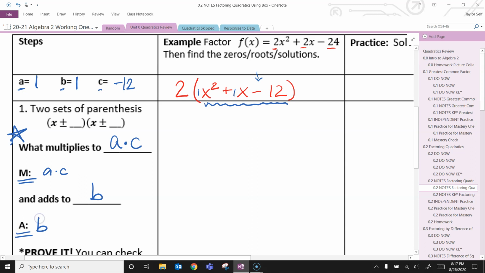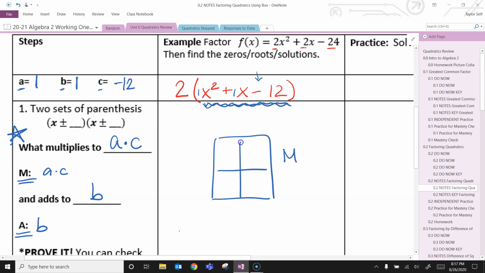So we'll put A, and we'll say adds to B. And we will use the box, the area model, to factor this. So I'm going to draw a box, and actually I'll stay with blue. Trying to factor this thing, okay? Just this piece. The 2 will bring down at the very end. All right, so I'm going to draw a box.